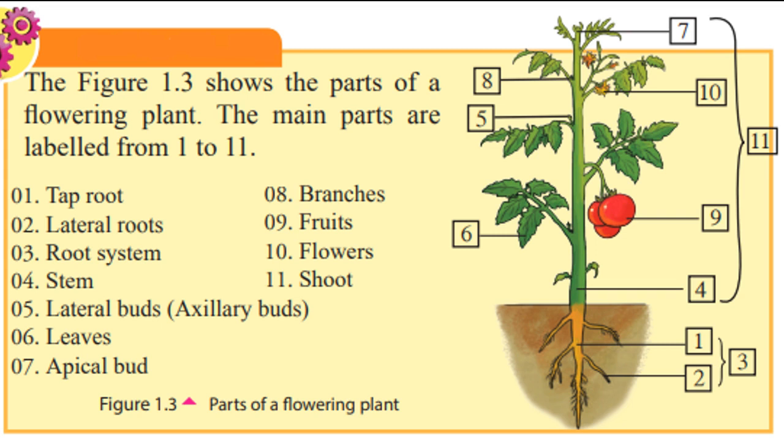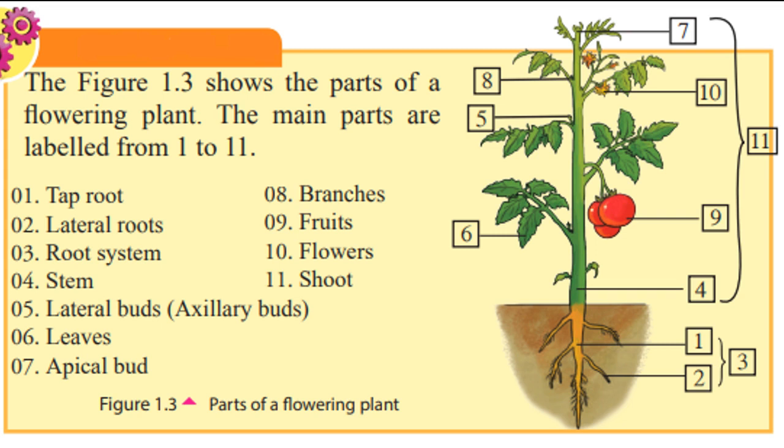Now this is a flowering plant. All the parts are here, right? We can see the taproot and the lateral roots, and you all know that the underground part is known as the root system, right? And we can see the stem. We can see the lateral buds, and number 6, we can see the leaves, and the apical bud, and branches, and here fruits and flowers. This entire part which is present above the ground is known as the shoot system. So it's very clear how to label a flowering plant.